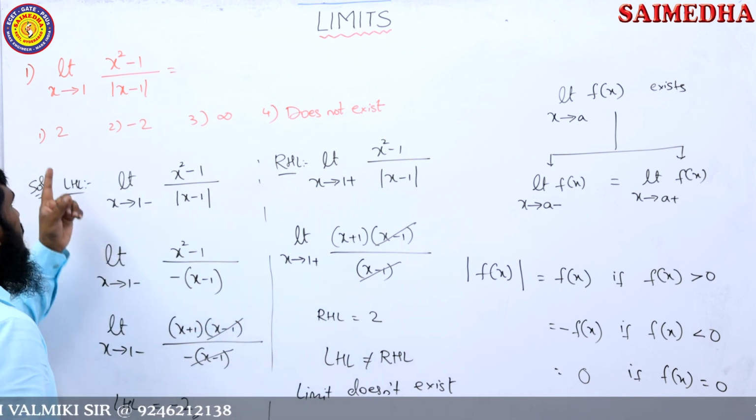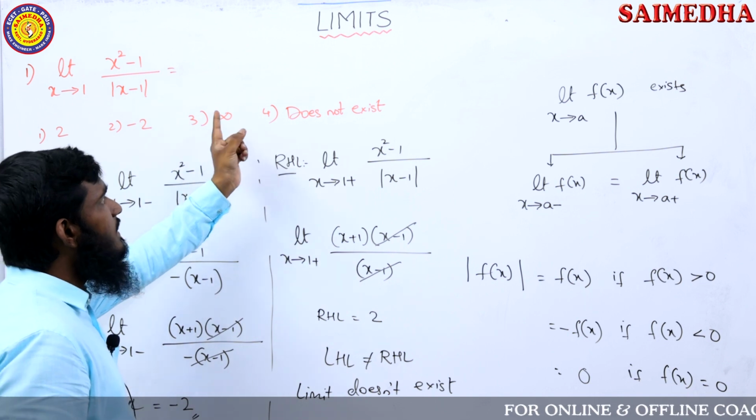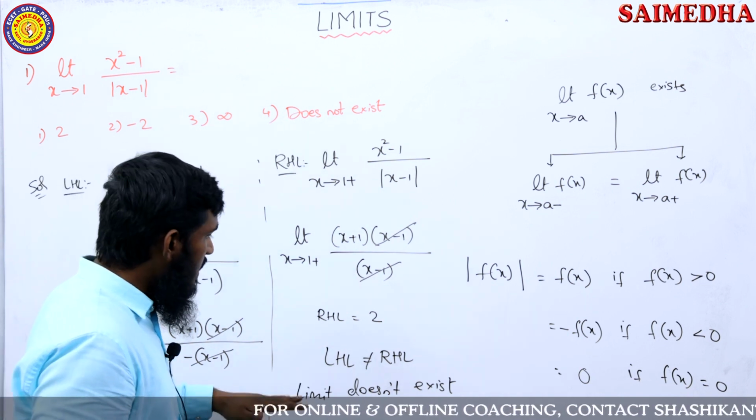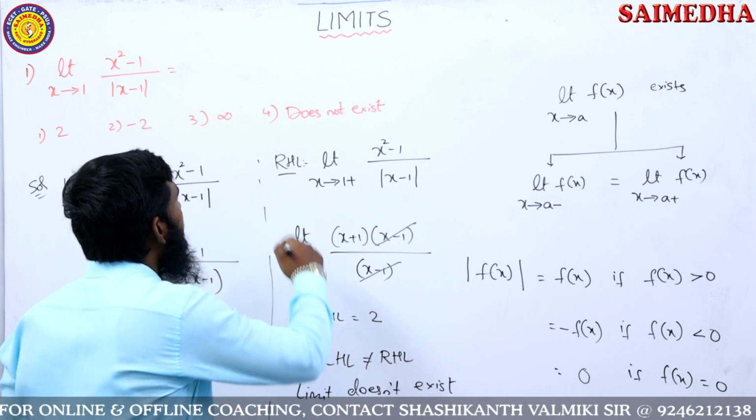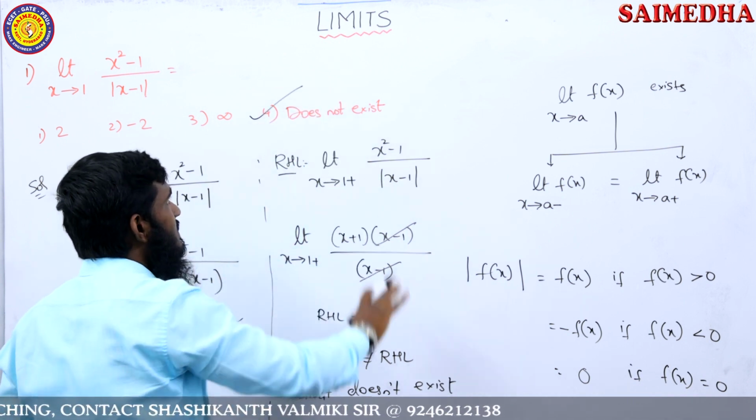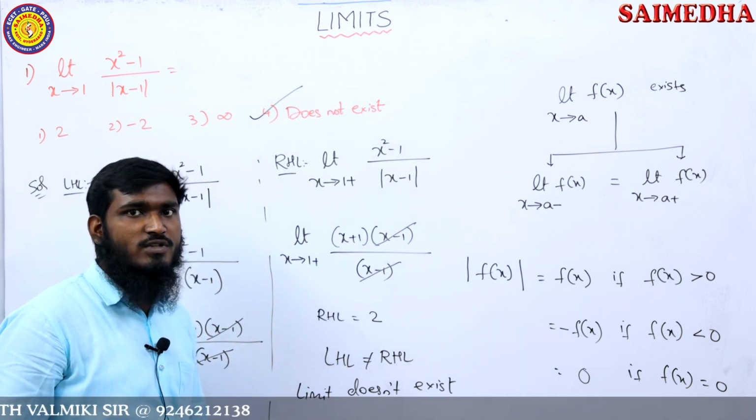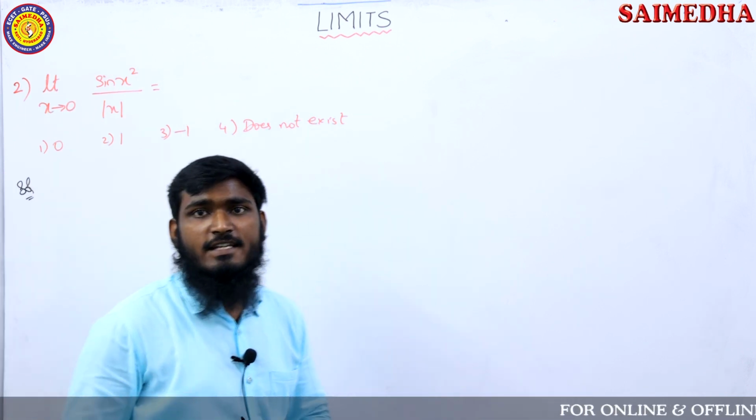Now let us see the options here. 2 is there, minus 2 is there, infinity is there, does not exist is there. So as per our answer we can go with option number 4, which is does not exist. Is it clear? Pause the video, note it down. Now let us see our next question.